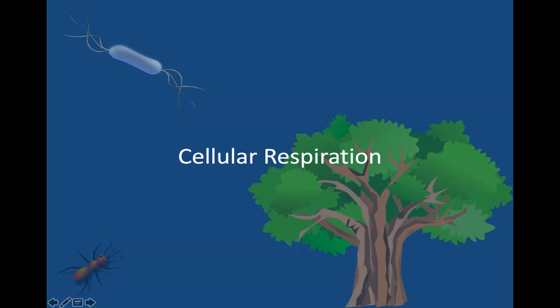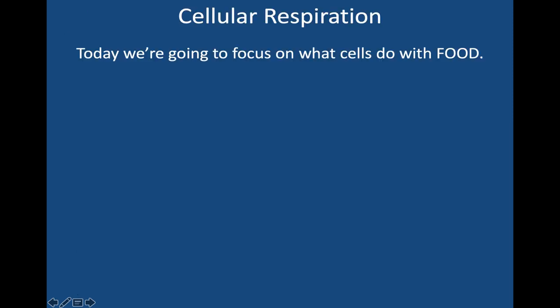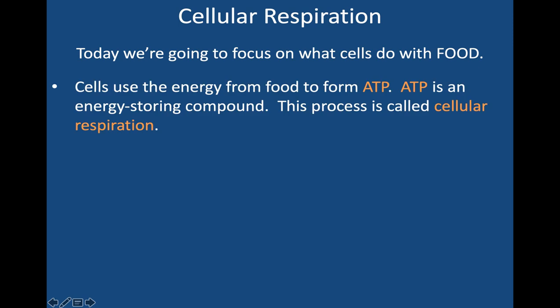So today what we're going to do is continue to talk about how cells get their energy. We talked before about how plant cells make their sugar for photosynthesis. Now we're going to be talking about cellular respiration, which is how cells, like animal cells, make their energy. So we're going to focus today on what cells do with their food.